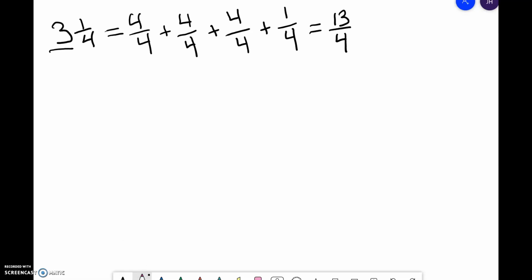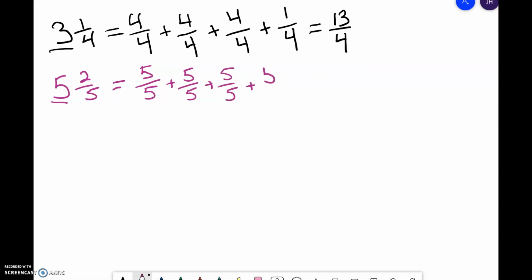Let's practice with another one. Let's do 5 2/5. So I have to do 5 wholes out of fifths. Well, here's 1 whole. Here's 2 wholes. 3 wholes. 4 wholes. And 5 wholes. Plus my 2/5 that were still there.